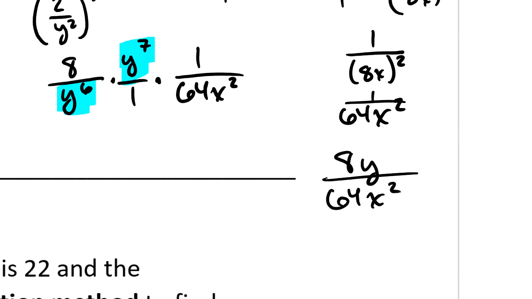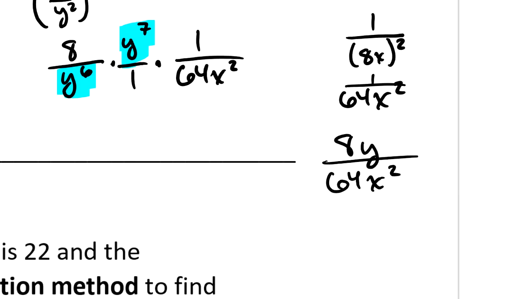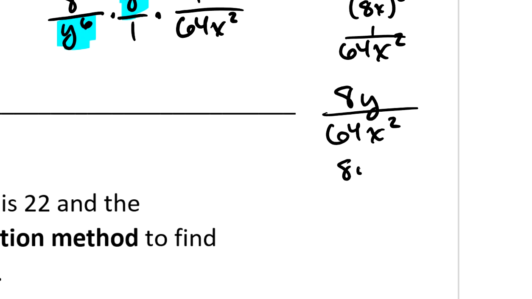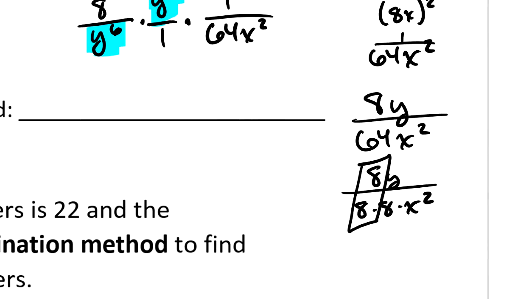And that's almost done, except 8 times 8 is 64. So if I think about that, I've got 8y over an 8 times an 8 times an x squared. So you can see there is a giant 1 locked up in this 8 over 8. So my final answer is going to be y divided by 8x squared. Y divided by 8 and then x and then squared.